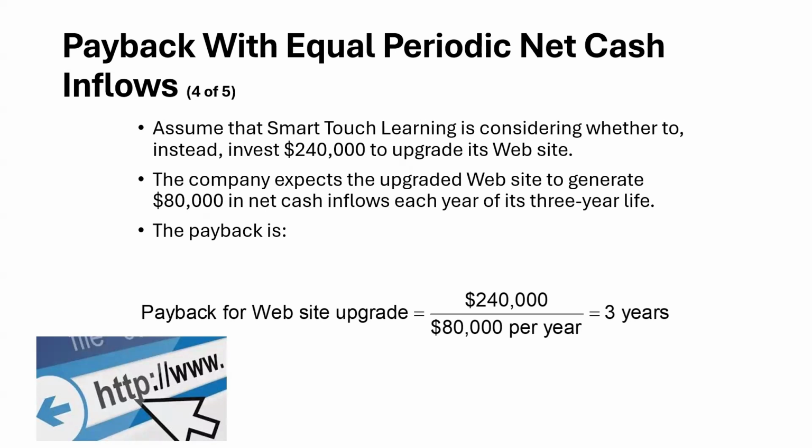Smart Touch Learning is also considering whether to, or instead, invest $240,000 to upgrade its website. The company expects the upgraded website to generate $80,000 in net cash inflows each year of its 3-year life. So the company will recoup the $240,000 investment for the website upgrade by the end of year 3, when the accumulated net cash inflows total $240,000.